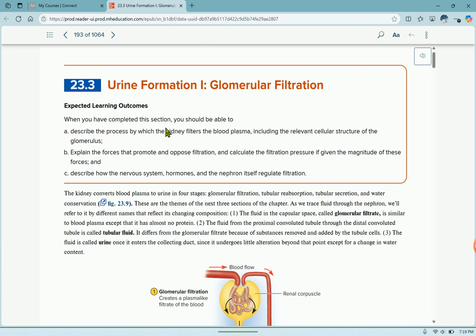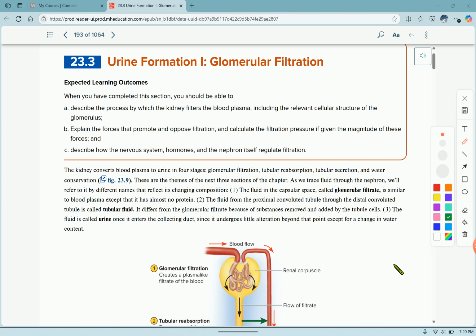All right, in this section, we're going to look at the filtration process. So, what's going on with that? The kidney will convert the blood plasma to urine in 4 stages. Okay, so we have glomerular filtration. So, the glomerulus, which has the podocytes, fluid will be pushed into that, and the filtration process begins.